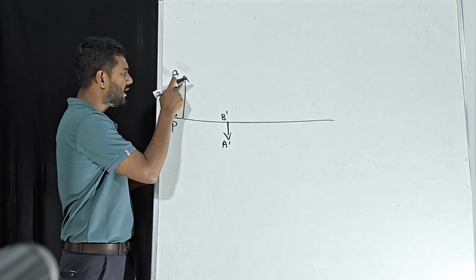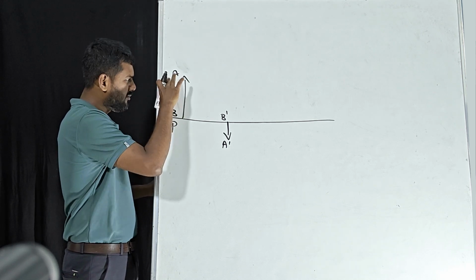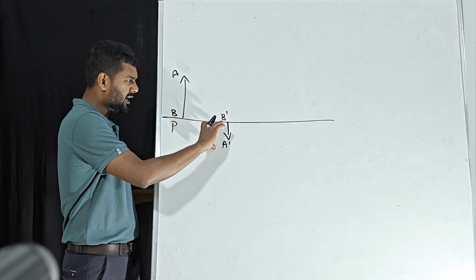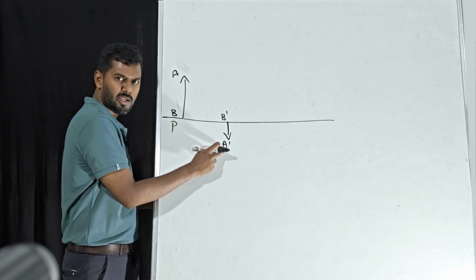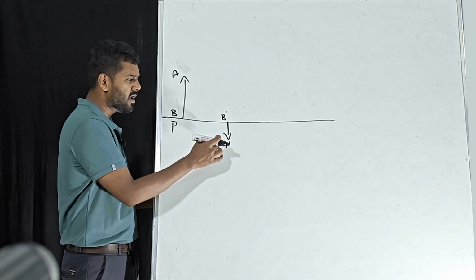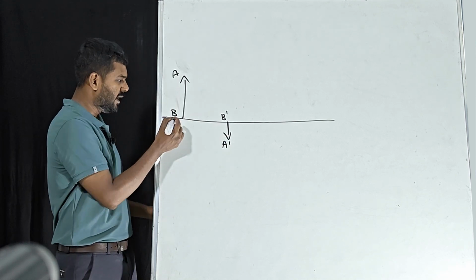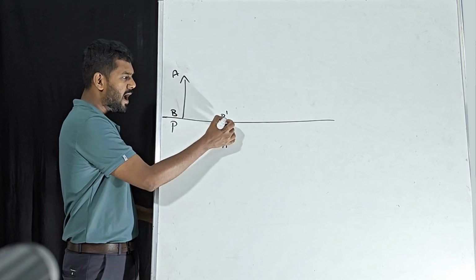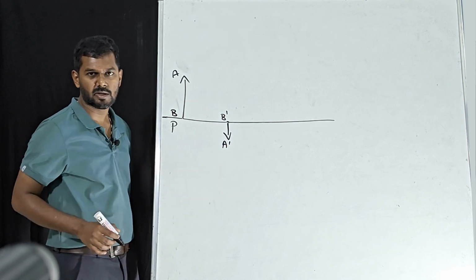Where is the head? This is the head, right? So what letter do we have? A. For the same object we got the image, right? So if this is A, this head should be represented as A only, but just to differentiate between object and image, we have to write a dash. And this part, again B, the same thing, right? The same thing here. So this will be B dash.